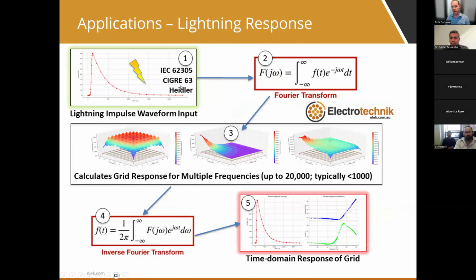So this is how you model a lightning strike, the effects of a lightning strike to an earthing system. It actually happens in the time domain, so it varies with time. You'll see a rise and a fall with the strike.